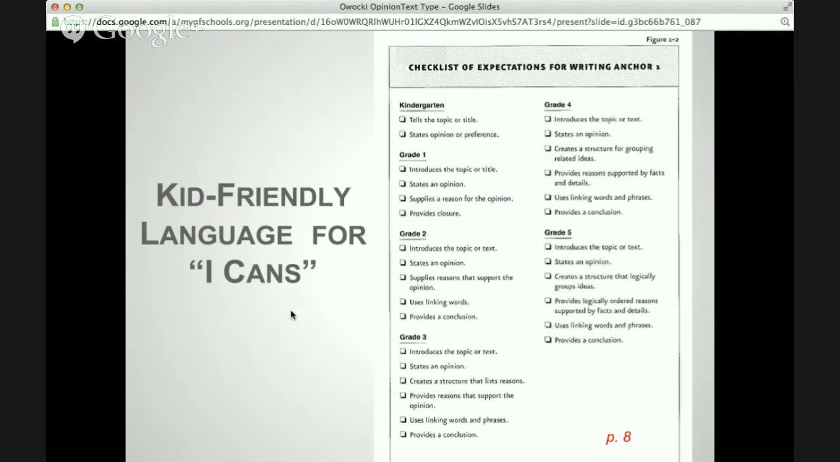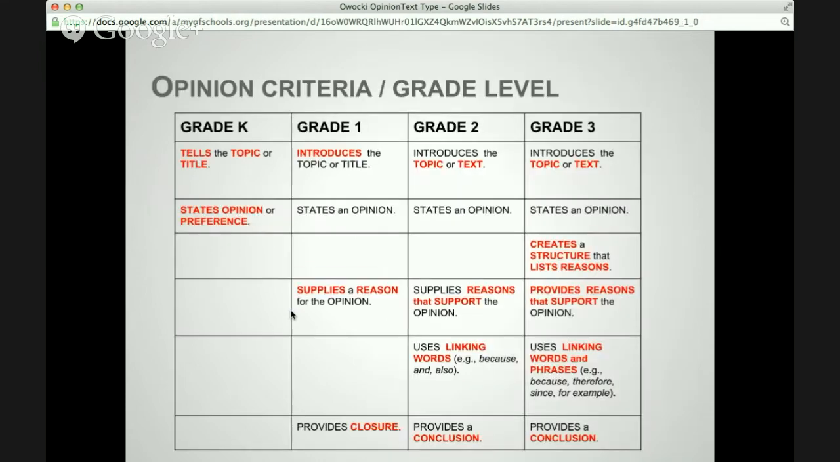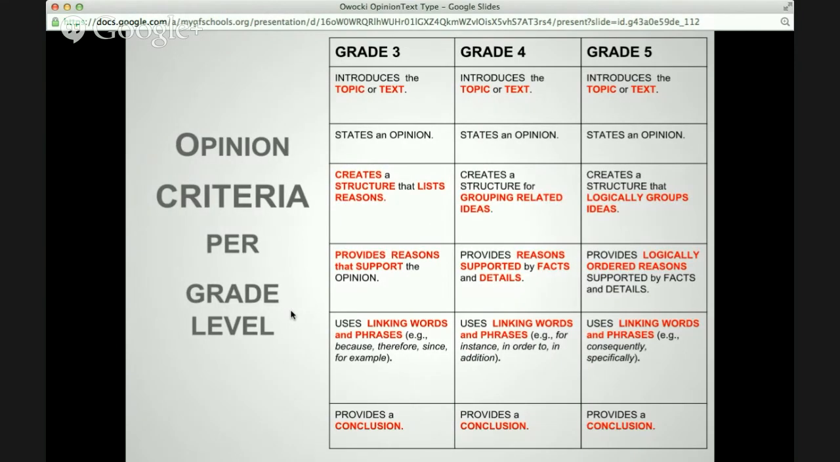You're going to recognize this, the checklist of expectations. Again, this is the kid-friendly language for the I cans, the simplified language, page 8, for the criteria that you teach on opinion text type at your grade level. This is, in a nutshell, the easy language of what is your criteria that you're teaching at your grade level, and that goes up to 5.